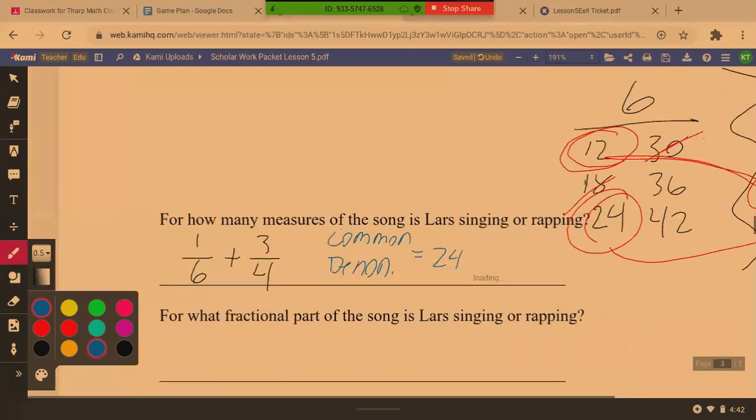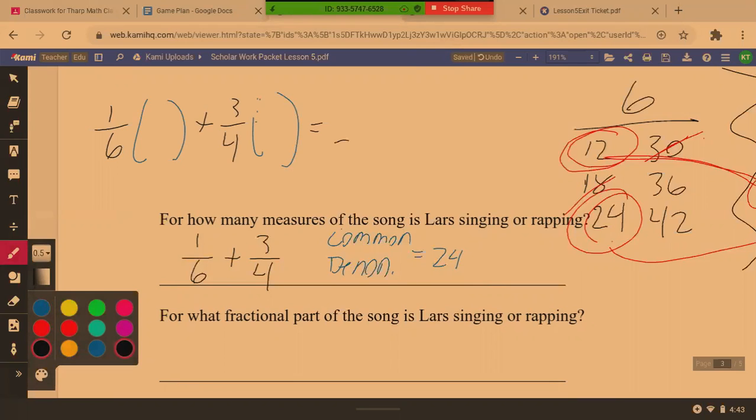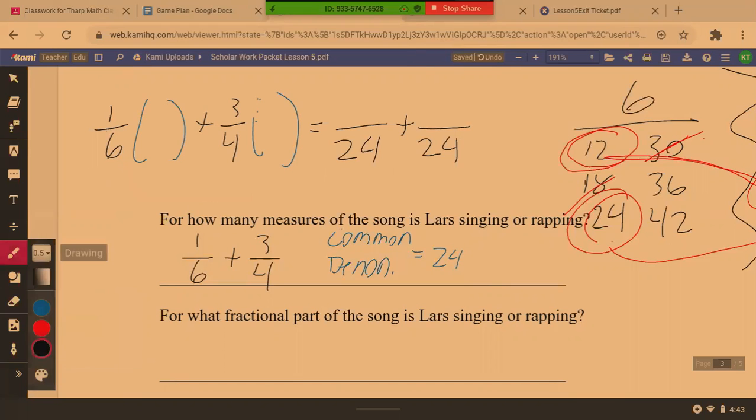So let's manipulate these fractions so that we get 24 as the denominator. So I'm going to go up here and do that work. I want to make sure I have enough room. So 1/6, then we're going to add 3/4 equals 24 plus 24. So I already have our denominators. This is what we're reaching for. So how do I make 6 into 24? What do I need to do? How do I manipulate it? What do I multiply it by?